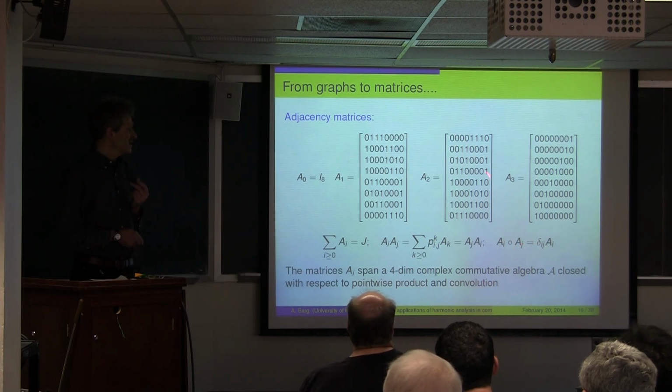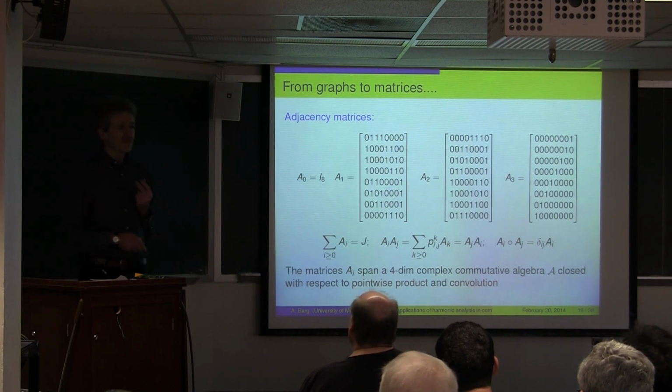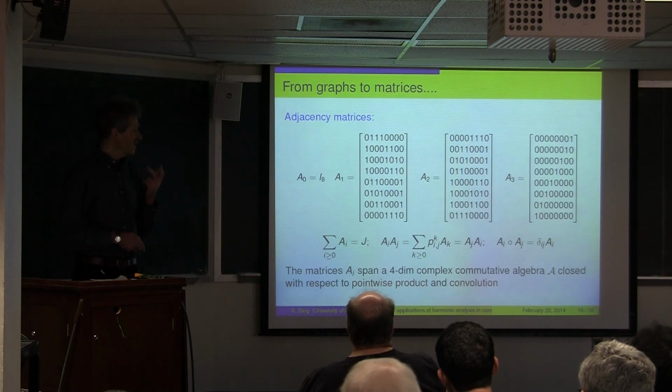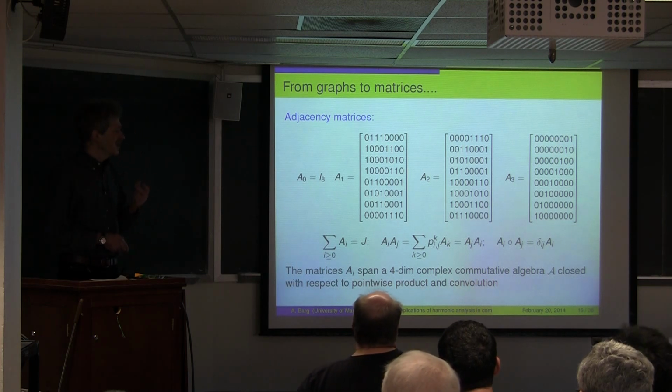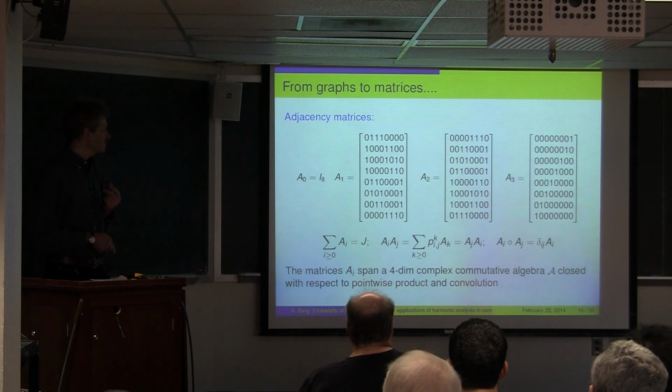Obviously, Ai and Aj are simply disjoint, so this is delta_ij Ai. Right, so this is a commutative algebra closed with respect to 2 multiplication operations that act in cohesion. That is a very powerful property that we can draw from the properties of the graph. So yes, 4-dimensional complex commutative algebra.